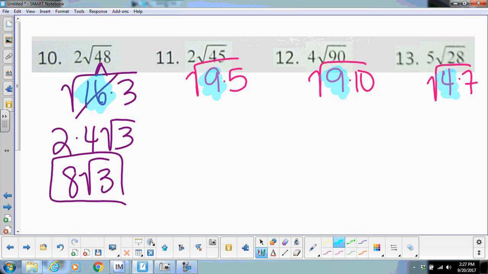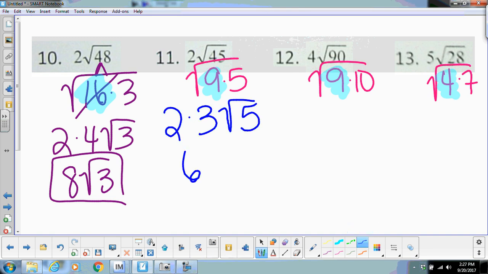And then once you take the square root, now several of y'all messed this up on your quiz today. Once you take the square root, that number is what comes out. So the square root of 9, for instance, is 3. 3 comes out and the 5 stays in. Okay, you don't pull the whole 9 out. You just pull the square root of 9, which is 3.